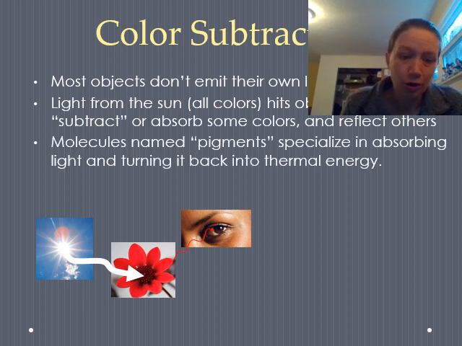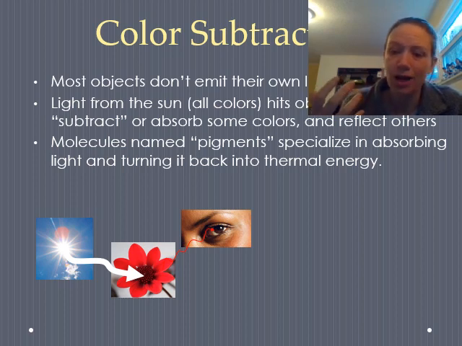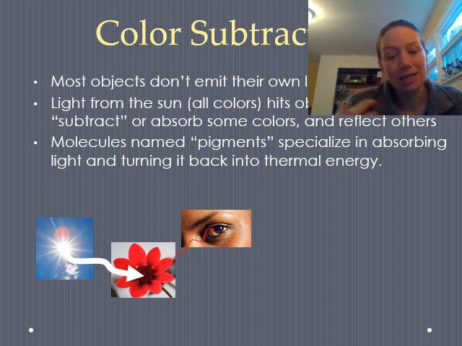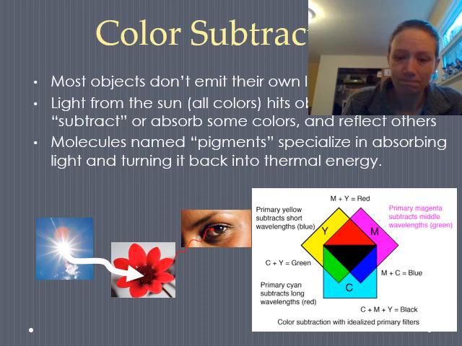It's these special molecules named pigments that are inside of all the objects around us, and they specialize in absorbing light. And what they're doing is they're actually turning it back into thermal energy. So they heat up. So when an object gets hit by sunlight, it heats up because it's absorbing some of the colors of light. So you can have a table for color subtraction as well.